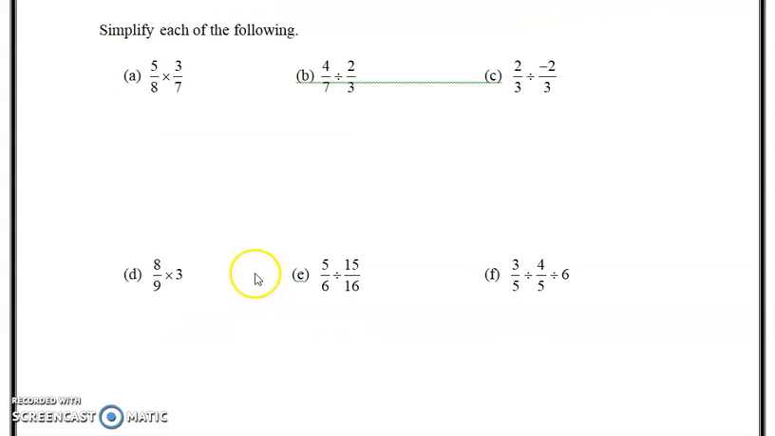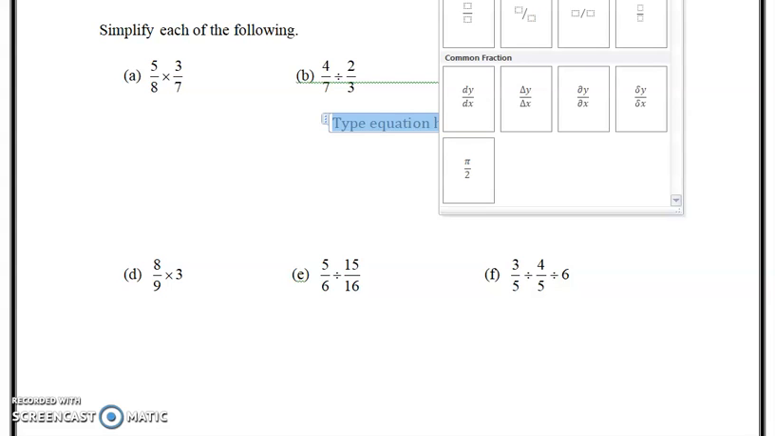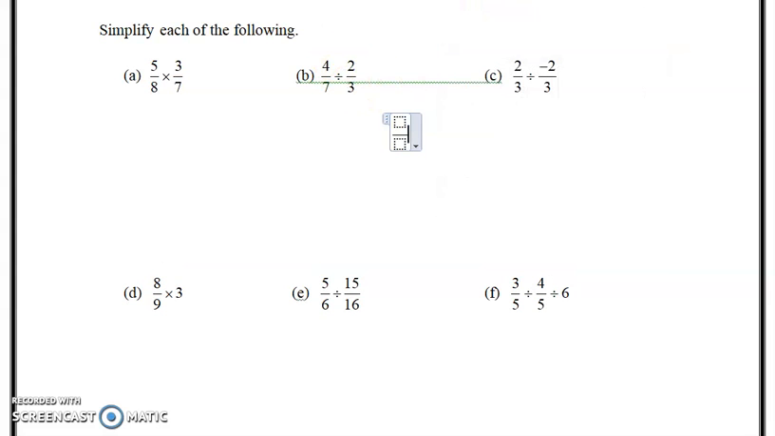So let's look at the first one. It says simplify each of the following. 5/8 multiplied by 3/7. So what we do is we just multiply the numerators and the denominators. Very straightforward. I'm going to get my equation here, my fraction equals, and 5 multiplied by 3 is 15, and 8 multiplied by 7 is 56.